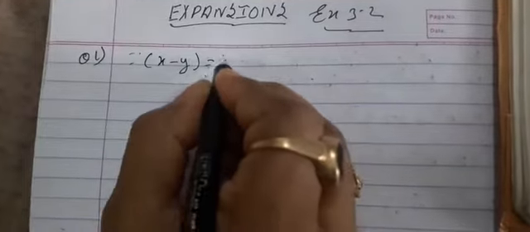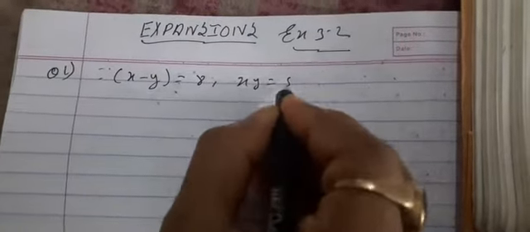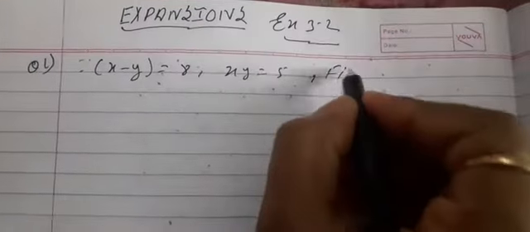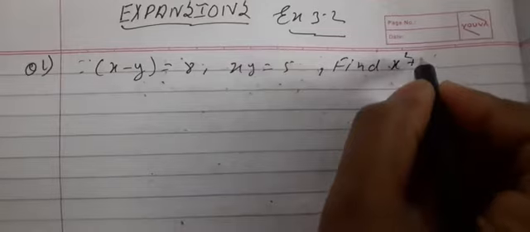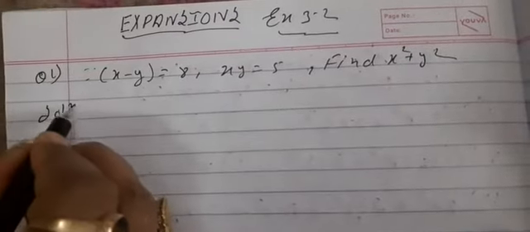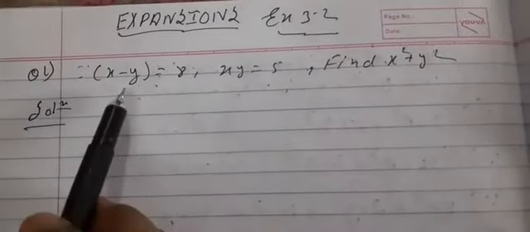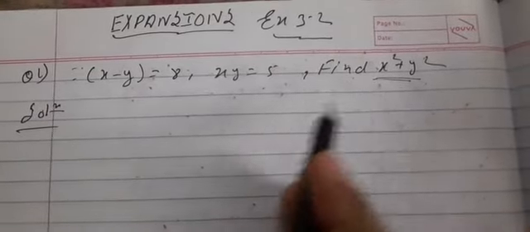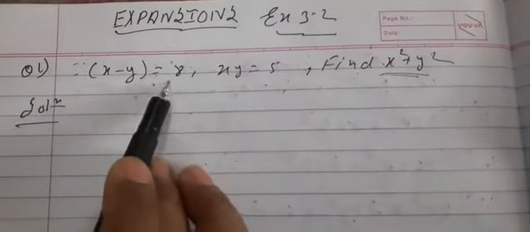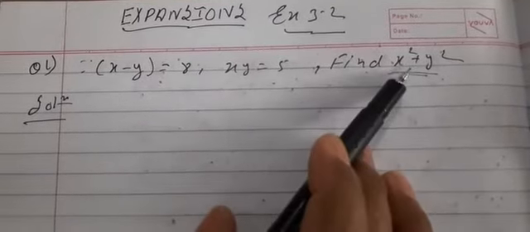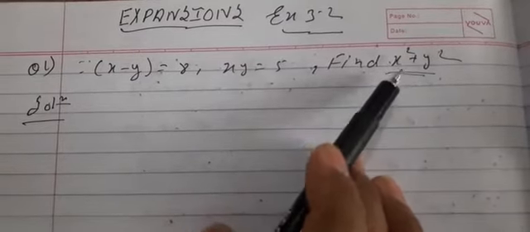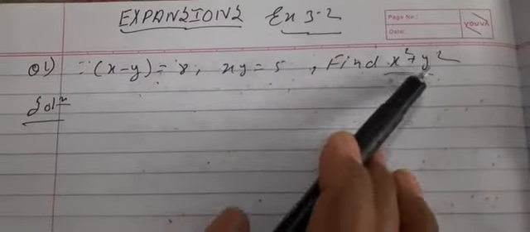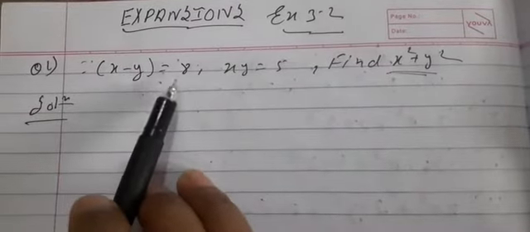Since x minus y is equal to 8 and xy is equal to 5, find the value of x square plus y square. This is the question. Okay, so now I am thinking that I have to find the value of x square plus y square, right? How can I reach there with the help of the given data, or can I start my sum from here only and utilize this value? No, that is not possible.